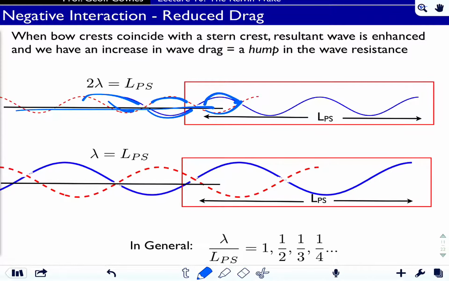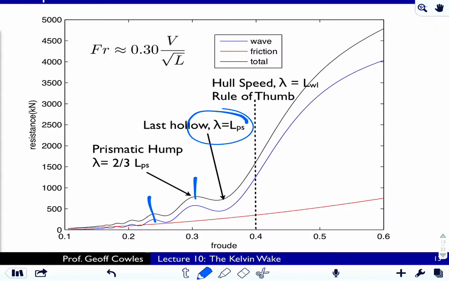How do we do that? We need some exact integral number of wavelengths in the distance LPS to get a crest exactly at the stern wave position. You can do that with two wavelengths, so 2 lambdas equals LPS, or lambda over LPS is 1/2. You can do that with one wavelength exactly, such that lambda equals LPS, or lambda over LPS equals 1. And if I scoot ahead here, this is lambda over LPS equals 1.